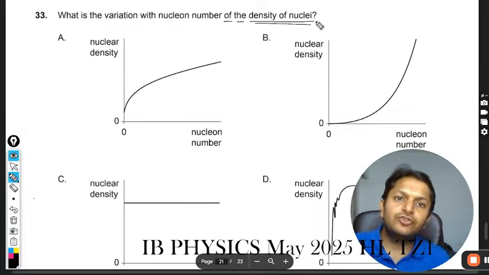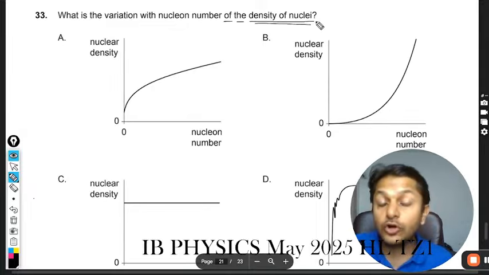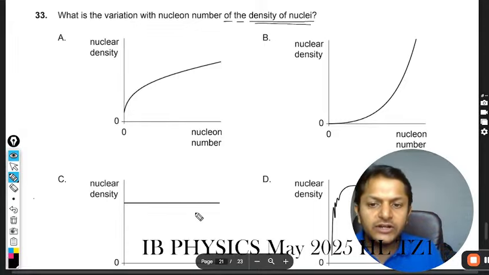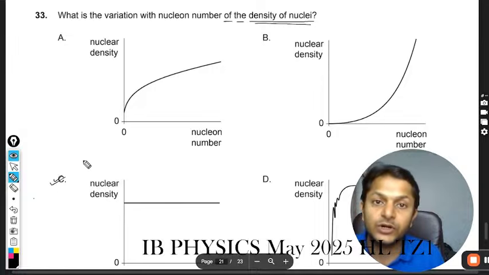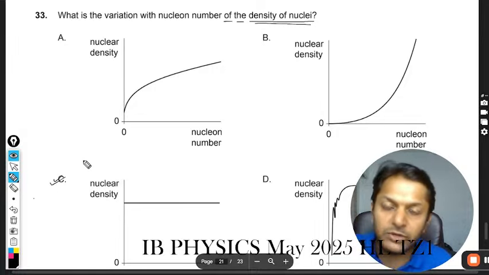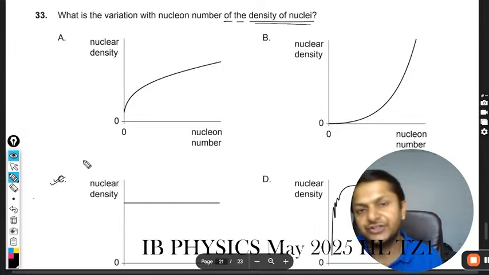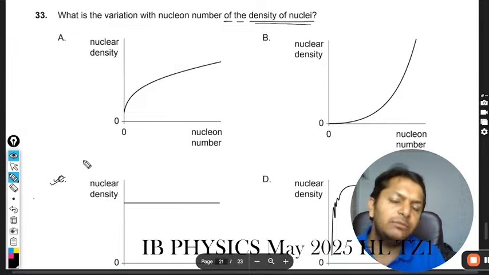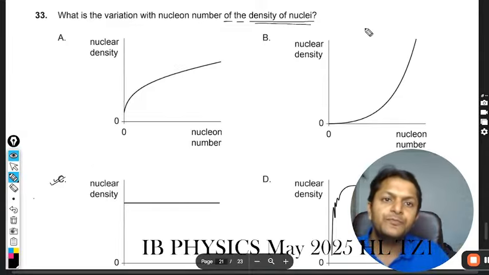Whether you talk about hydrogen, whether you talk about helium, or whether you talk about uranium, the nuclear density is always taken to be constant. So clearly C will be the answer. A, B, and D cannot be because nuclear density never changes. But how can you say that? Let me give you a bit of explanation on it.